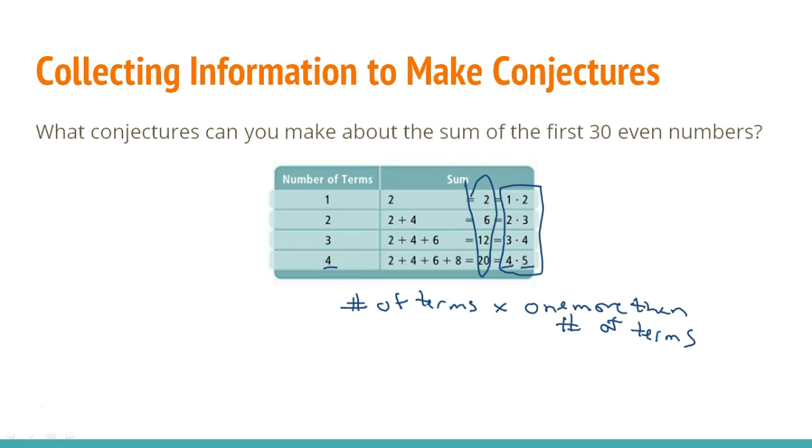So if we wanted the first 30 even numbers, we would do 30 times 1 more, or 31, which when calculated out gives us 930 as our total sum for those first 30 even numbers. So if we really wanted to find the pattern, we could work all the way down and add the first 30 even numbers, or we could draw a conjecture from that pattern, from that reasoning that we're able to do.